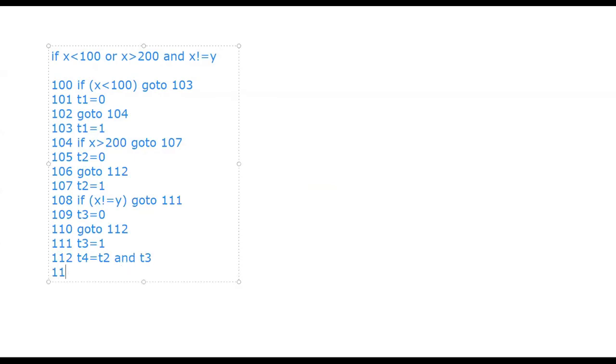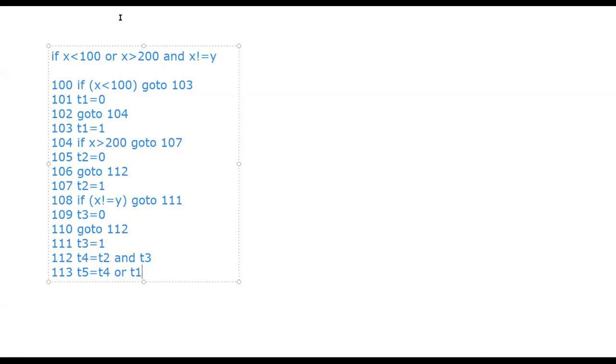Fine. And what is written at 113? T5 equals to T4 or T1. Fine. So if the first condition is true, go to line number 103. If the first condition is false, then go to line number 104 and execute this. Fine. So this is the code in the form of 3 address code.